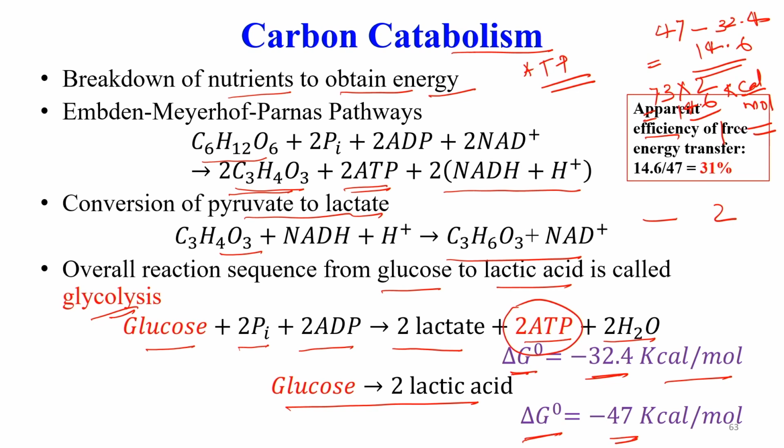And what is the apparent efficiency of free energy transfer? If we see how much energy was conserved in the form of ATP, it was 14.6, and how much was the total energy? 47. So, 31% is the apparent efficiency of free energy transfer in the form of ATP.